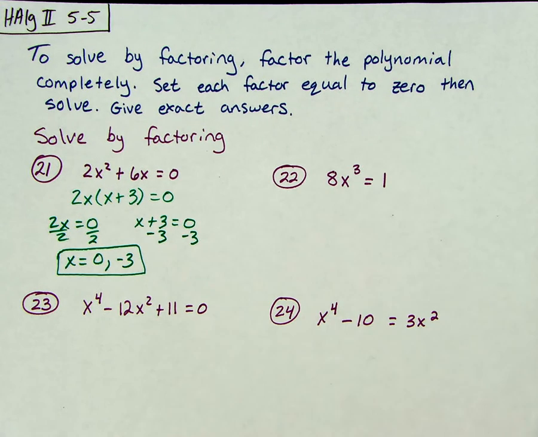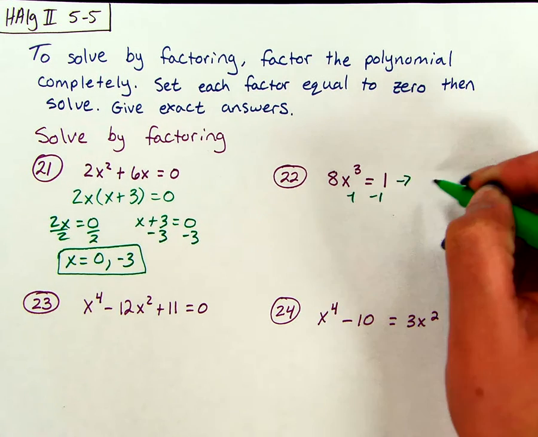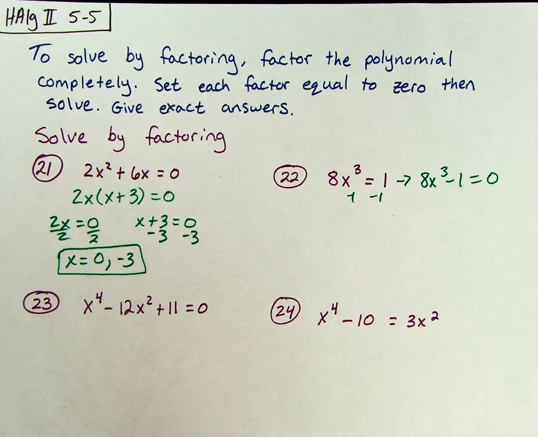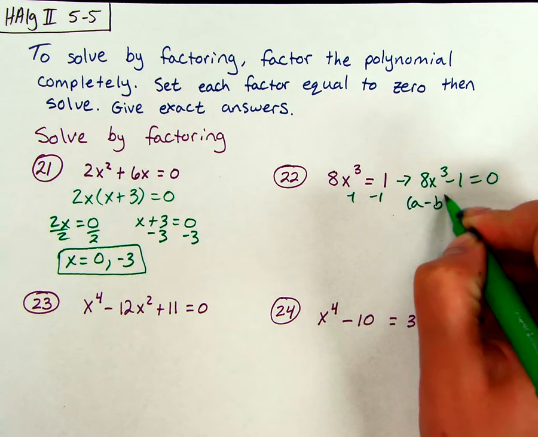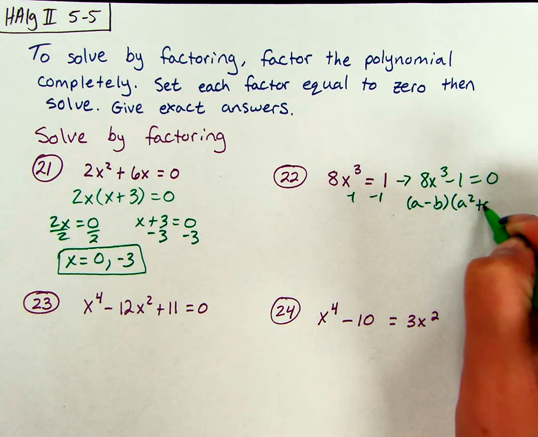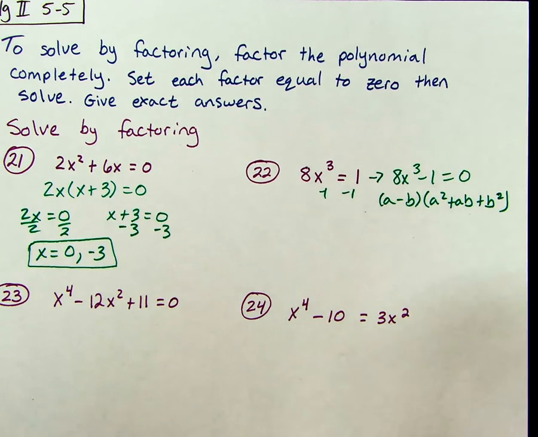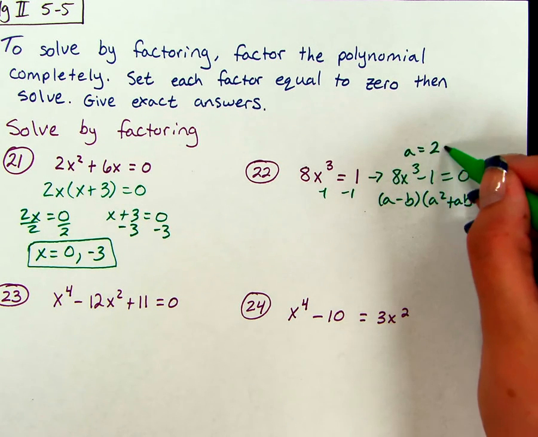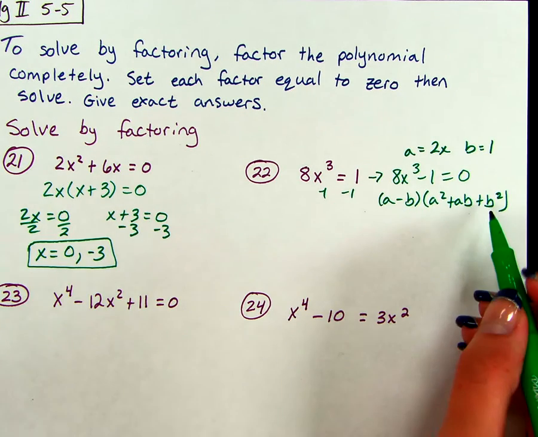Our problem 22. So this one, we need to start by subtracting the 1 over. So we're really going to factor 8x cubed minus 1 equals 0. Now this is going to be the difference of cubes. So that means that we're using the pattern a minus b times a squared plus a times b plus b squared. So a is the cube root of the first term, so that's going to be a 2x. b is the cube root of the second term, so a 1. And then we're just substituting it into this form.